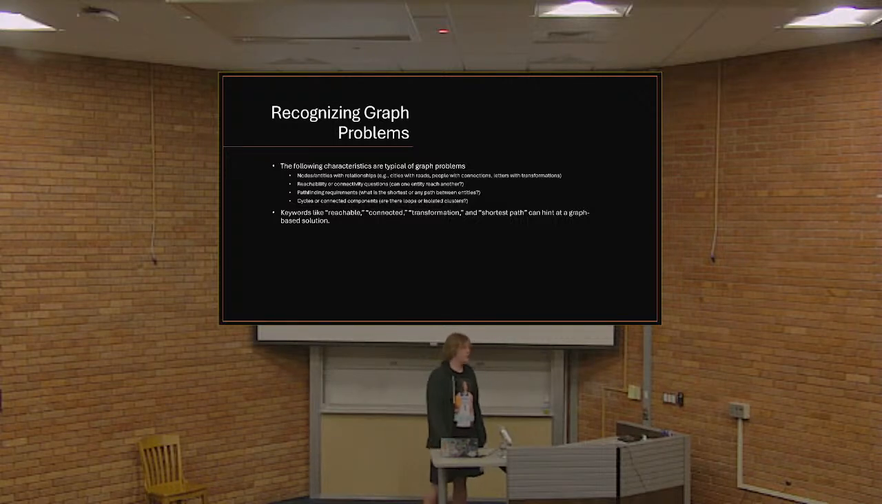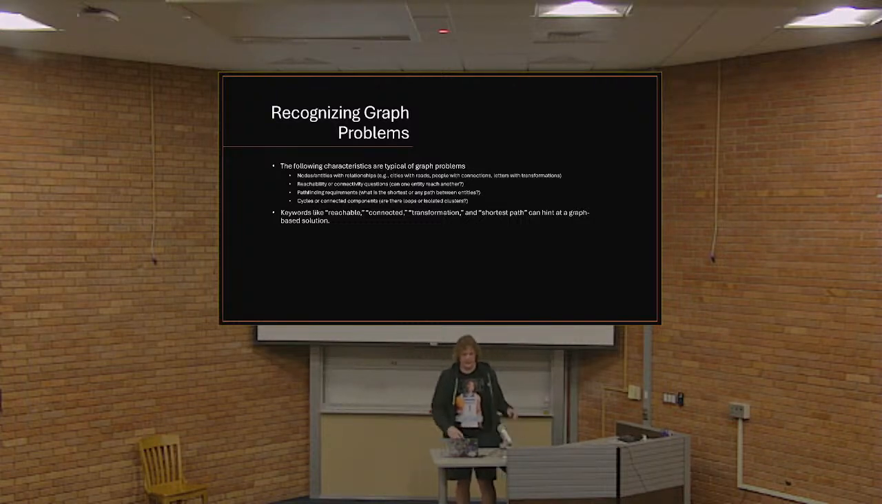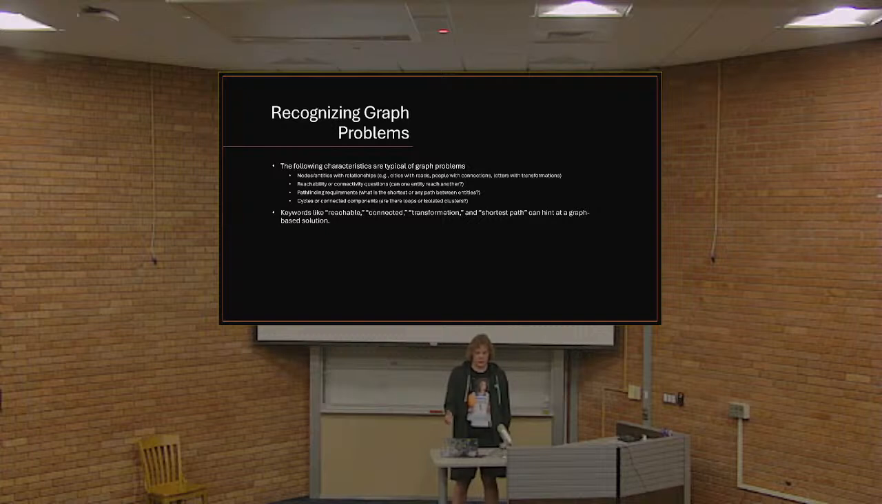So I have a little slide here on how you recognize graph problems. The text is a little small, but basically you're going to have entities with relationships. These can be the nodes, such as cities with roads, people with connections between them, or letters with transformations like in this last problem. Another characteristic of a graph problem would be a reachability or connectivity question. Can this entity reach another entity?